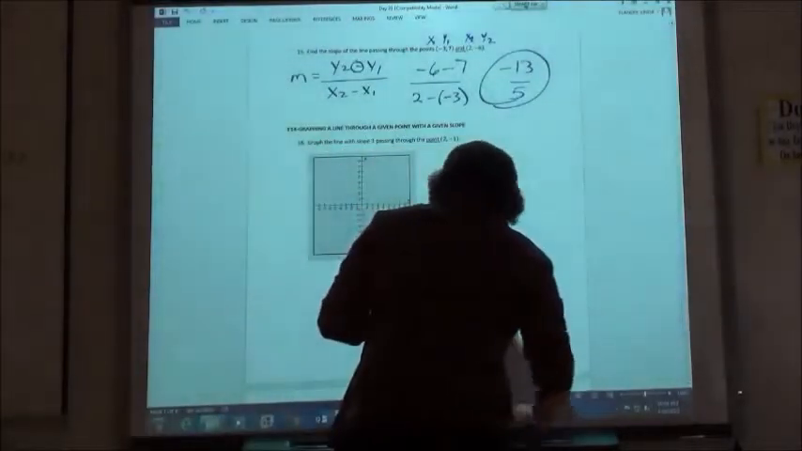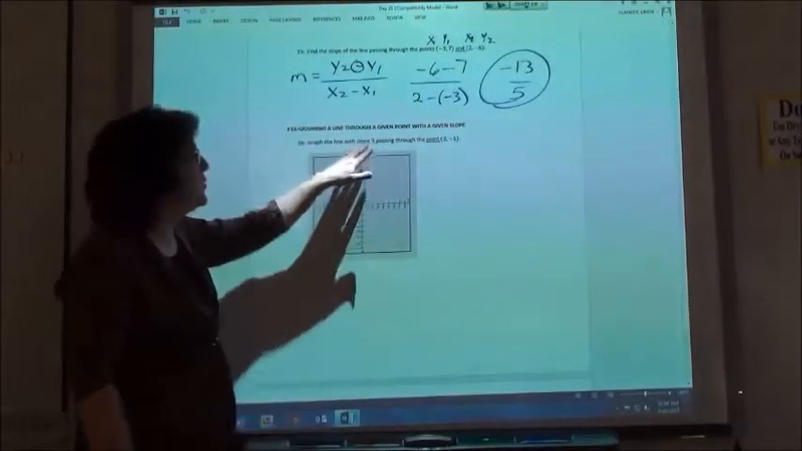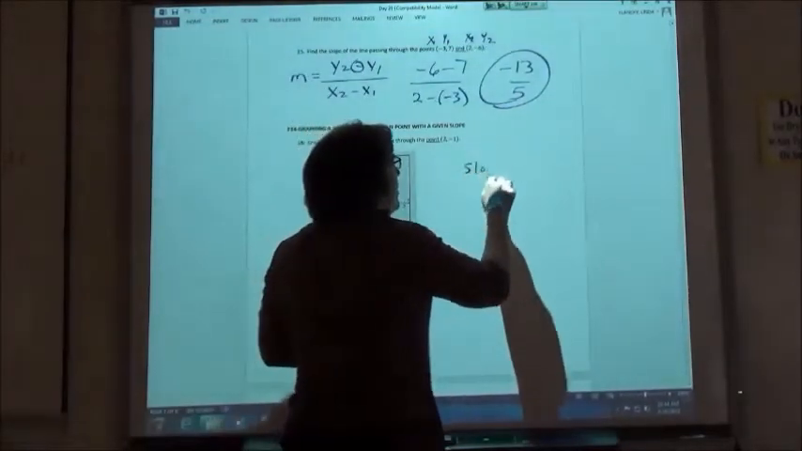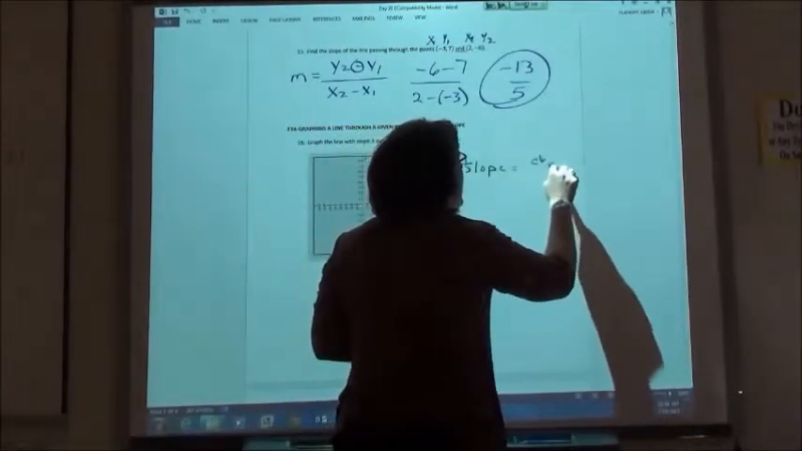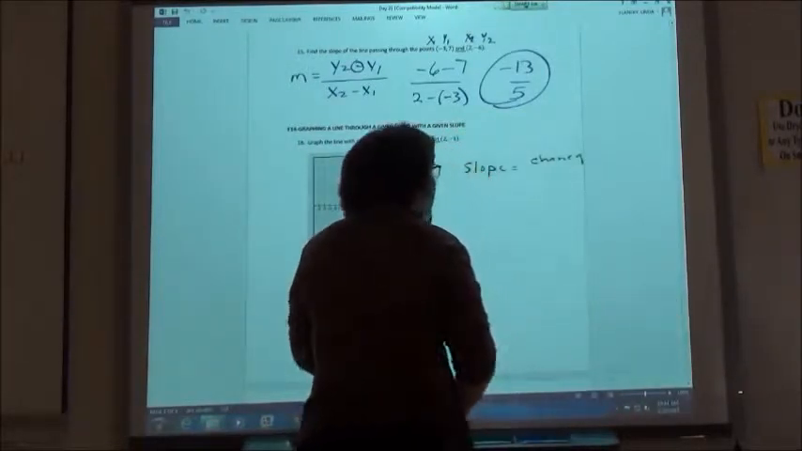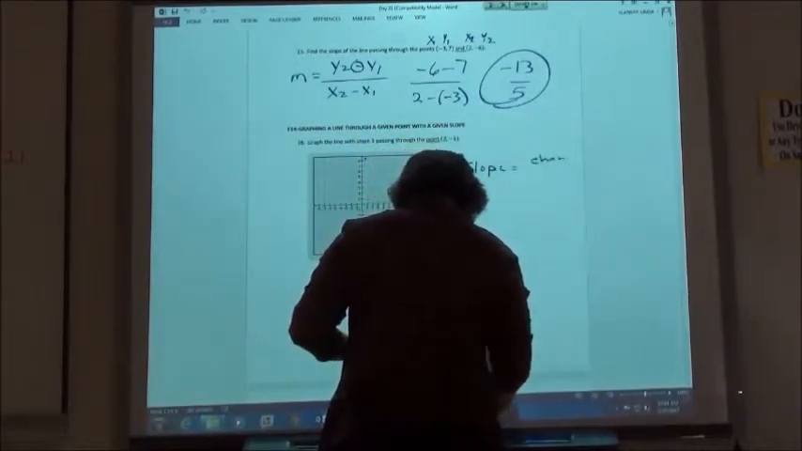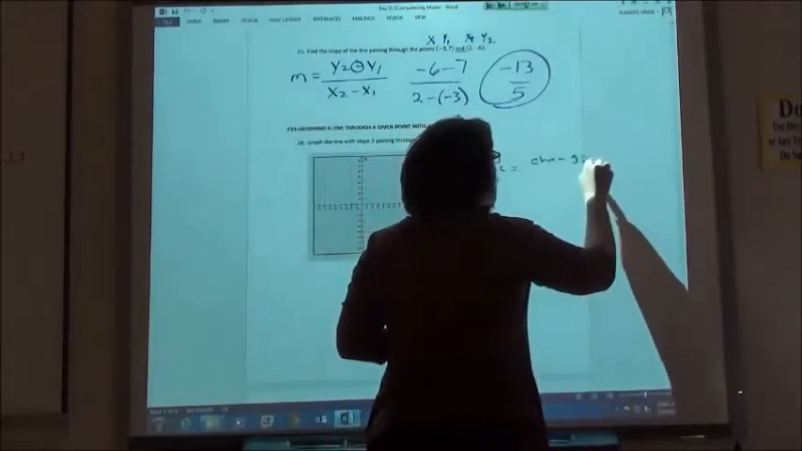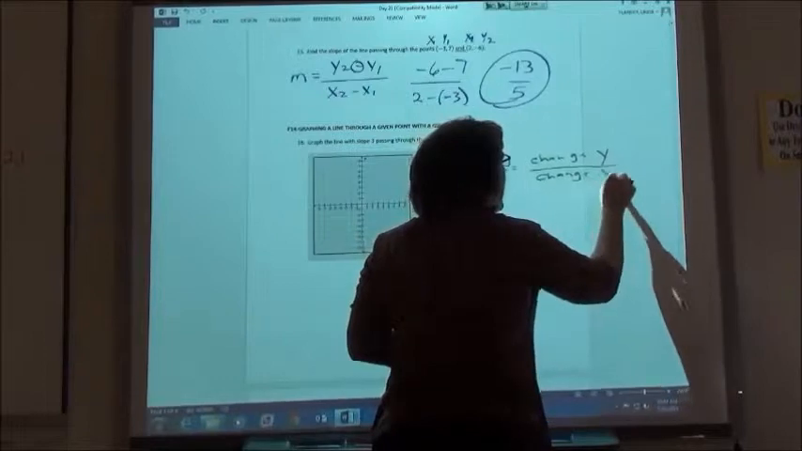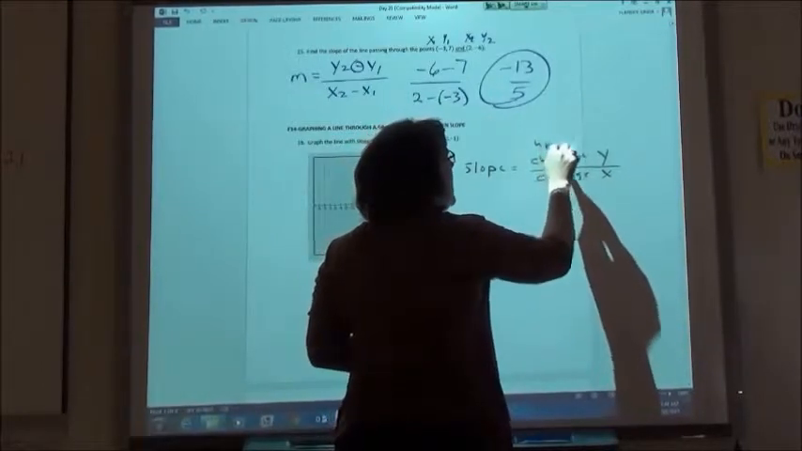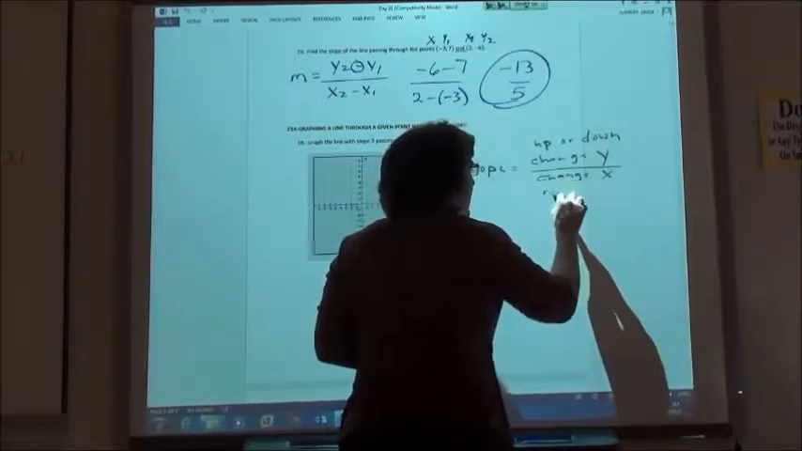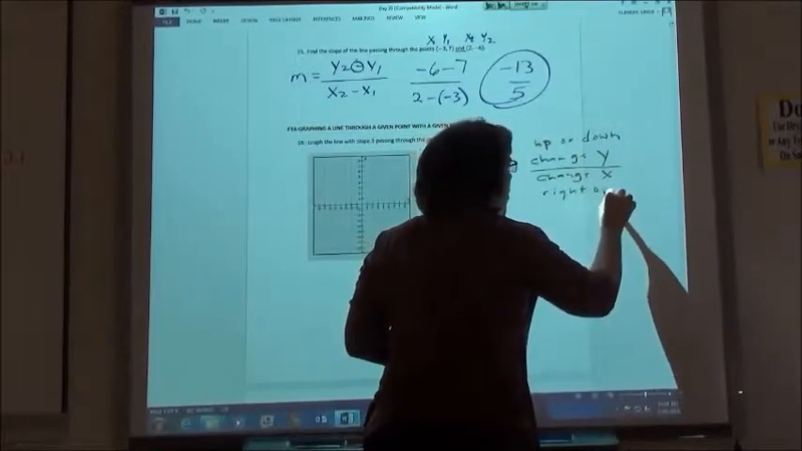Now number 14 is seeing if you understand slope. The slope again was the change, yep, I can spell today, the change in the y over the change in the x. So the y is the up or down, the x is the right or left.